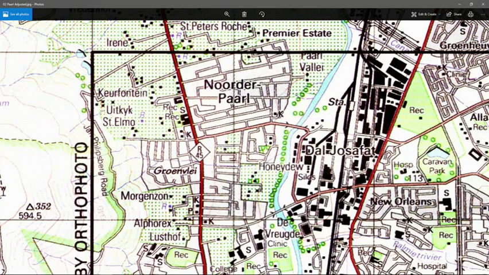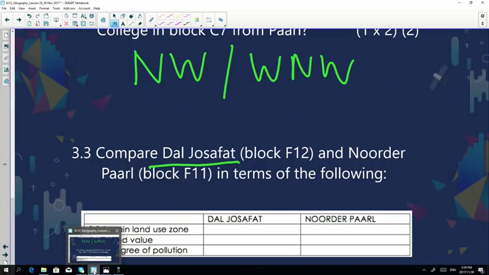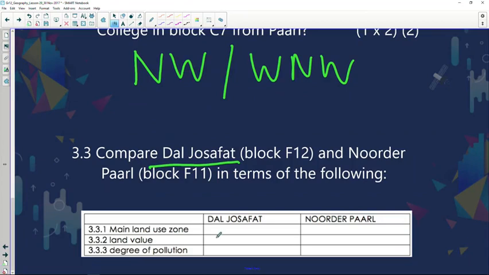Now let's quickly have a look at the table and see what the questions are being asked over there. Now if you look at the main land use zone in Dal Josaphat, we just established it's industrial. And Noorderpool is a residential area. Now, what does residential mean? It means people live there.